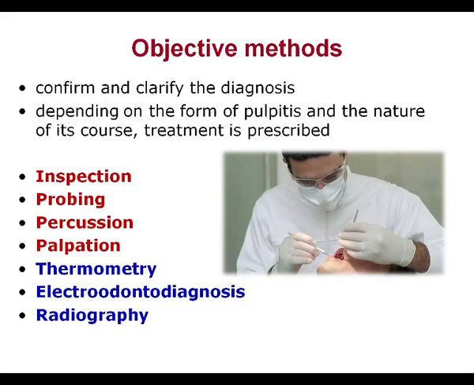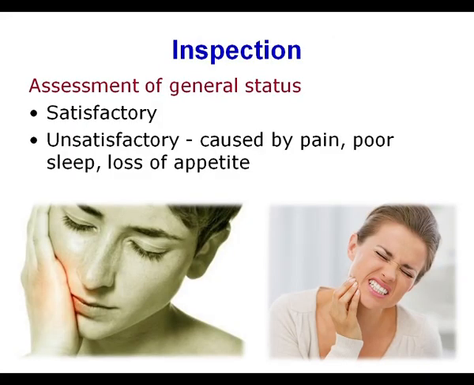Next, we move to objective methods. They confirm and clarify the diagnosis, and depending on the form of pulpitis and the nature of its cause, treatment is prescribed. There are several methods, and they are also divided into several groups. As for main methods, there are inspection, probing, percussion and palpation, and also survey. And as for additional, thermometry, electrodontodiagnostics and radiography. And step by step about these methods.